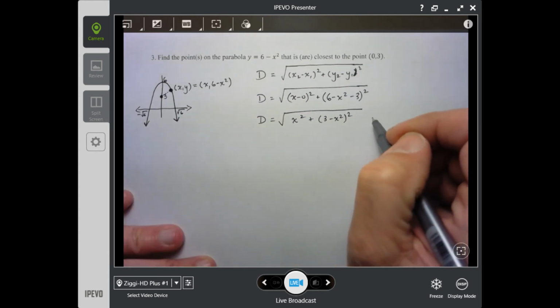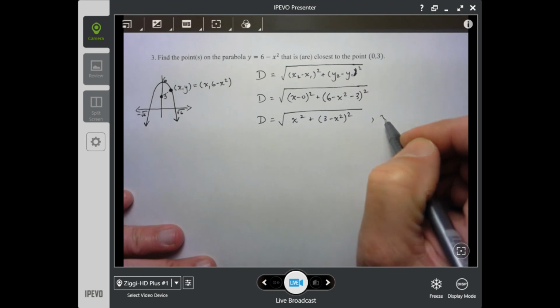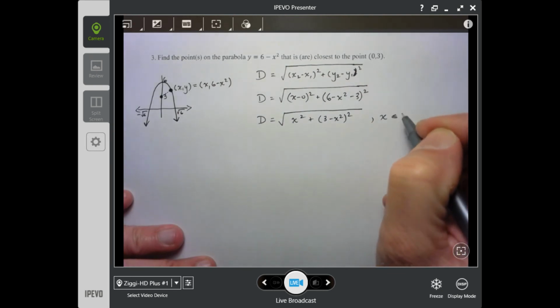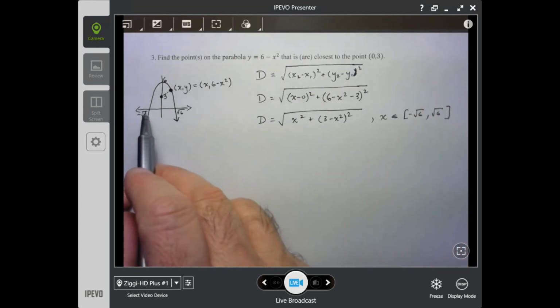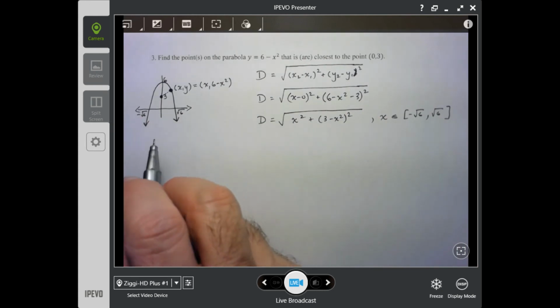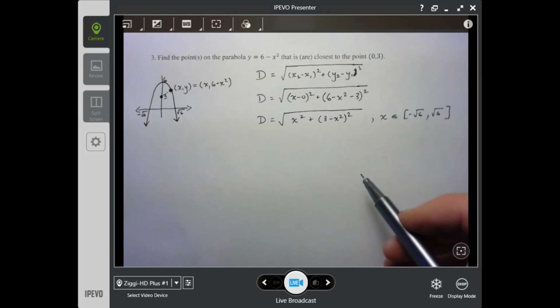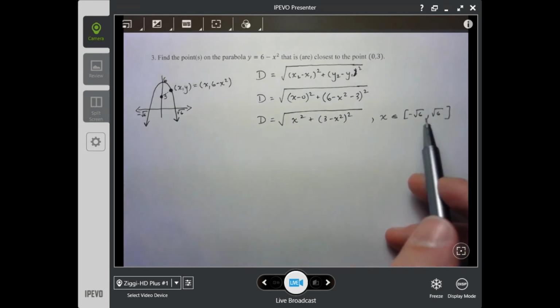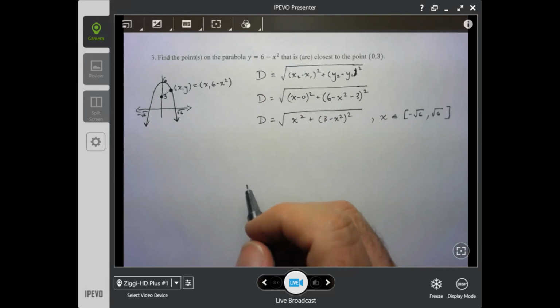So just to make things easy, I'm going to restrict my domain from negative root 6 to positive root 6, because I know for sure it can't lie anywhere beyond that based on my justification. And what this does is it gives me a closed interval to work with. All right, so now we have our model, we have our domain. Let's go and apply the calculus here.